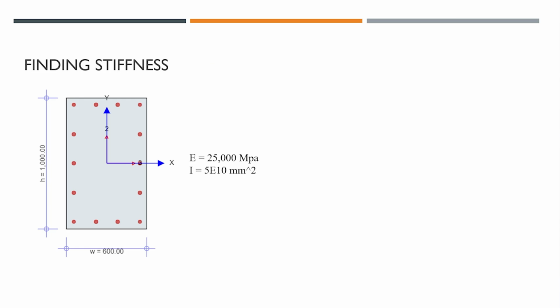Let's now look at a simple numerical example. Let's say this is a cross section 1000 by 600 millimeter with reinforcement, and the traditional E is that much, and the traditional I we can calculate from bd cubed by 12 is that number. This is the gross stiffness based on the traditional computations. How does it compare with the stiffness that we are talking about?